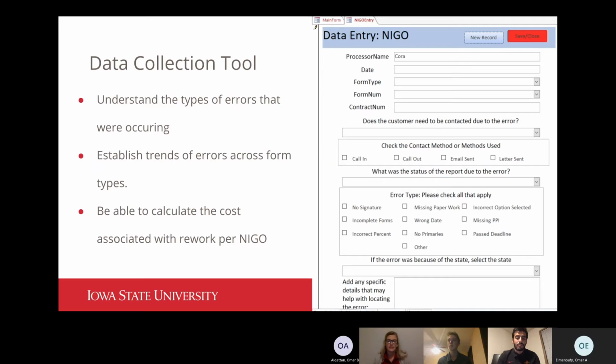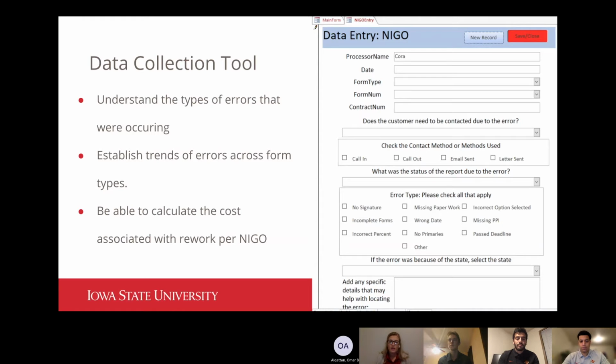To understand the current state, we needed data. American Equity was able to provide us with two sets of data. One was the total volume from January through August 2020, and then also estimated NIGO rates. The estimated NIGO rates were determined through feedback from the processors and common knowledge of error types throughout the company, but there was no data to actually tell us what those rates were.